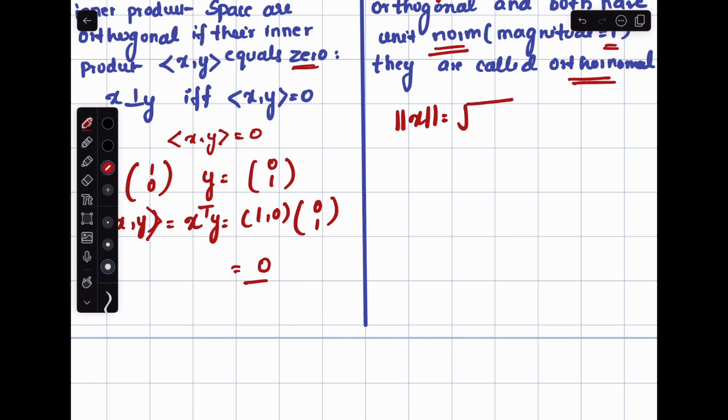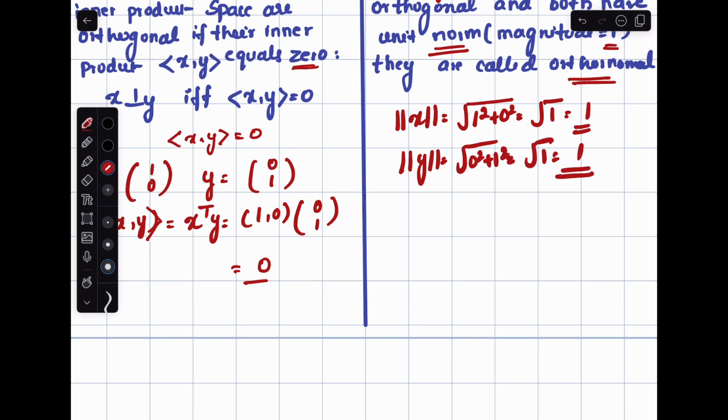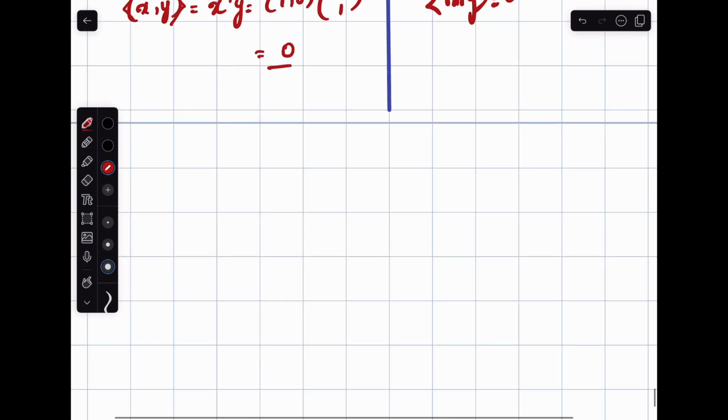Now I will try to find whether they are orthonormal. What does it say? The norm of x should be equal to 1. That is the root of 1 square plus 0 square, which is root of 1, equal to 1, and the norm of y is the root of 0 square plus 1 square, which is root of 1, equal to 1. So I can say that these vectors are orthonormal, because the dot product is equal to 0 in the case of orthogonality, and in the case of orthonormality I have the norm equal to 1 in both the terms.